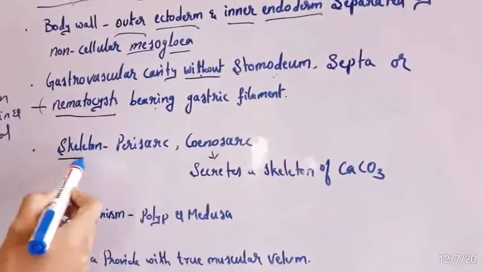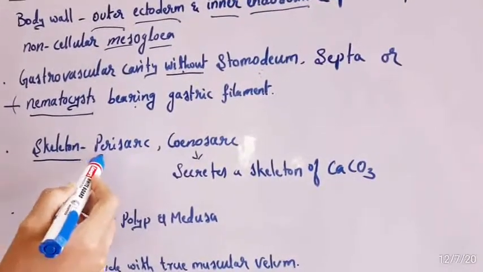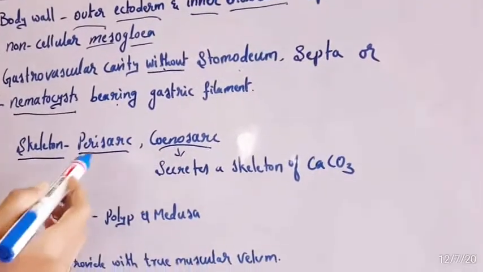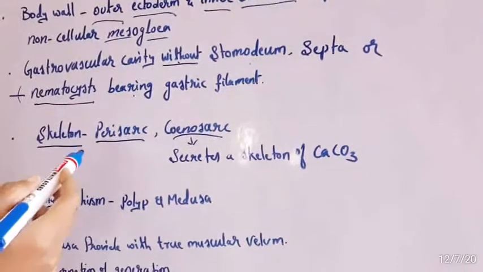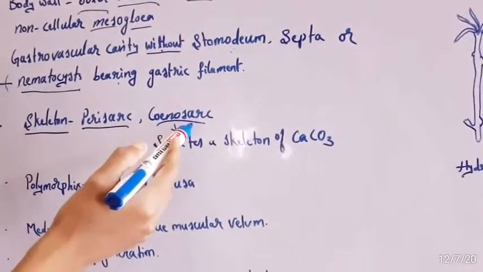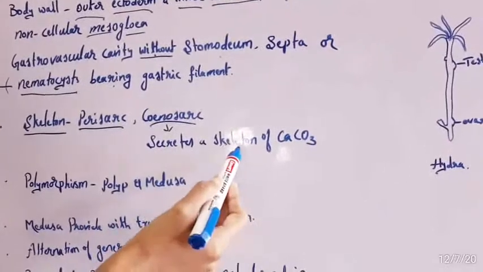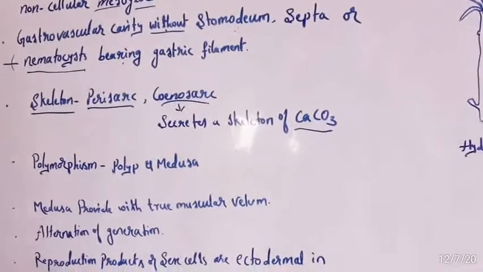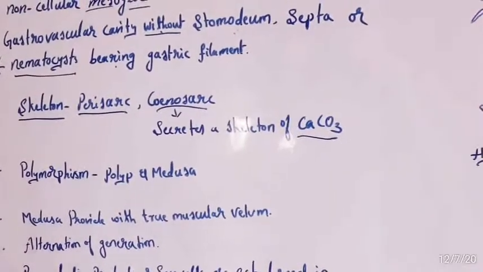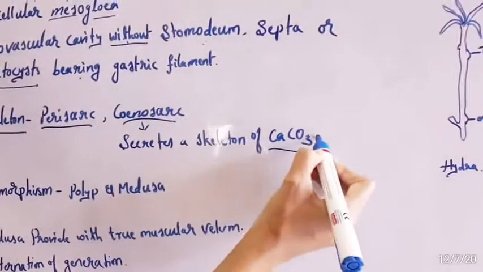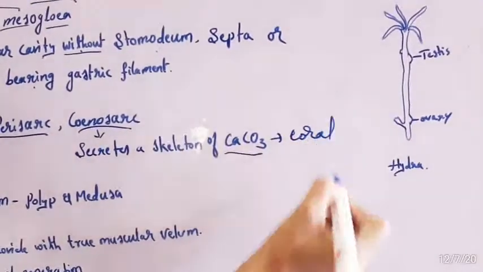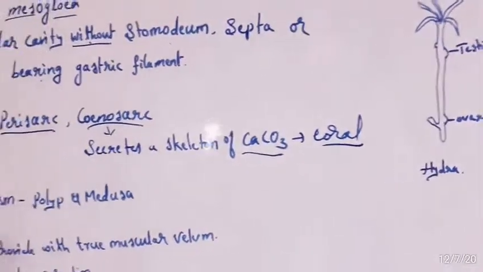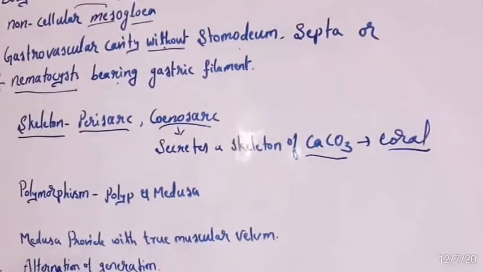Then the skeleton. In some forms it is perisarc, and in other forms coenosarc. Perisarc is the protective skeleton, and coenosarc in the other forms secretes calcium carbonate. This secretion of calcium carbonate forms massive stony structures, also called corals. So the skeleton is perisarc or coenosarc.